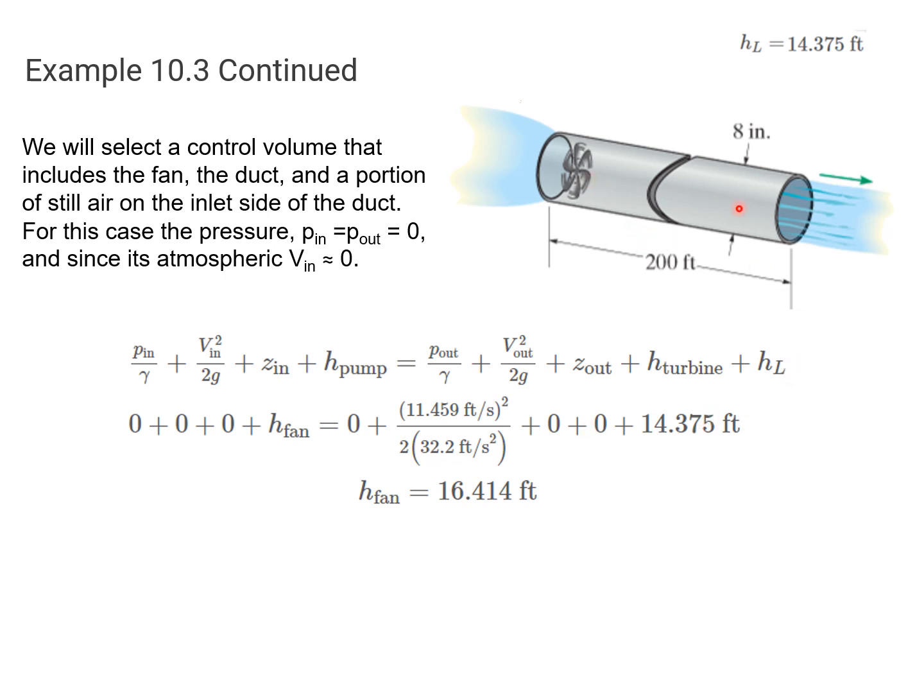The head loss of the pipe we calculated in the previous slide is 14.375. What else we got here? Pressure out 0. V out, V squared out over 2g. We know what the V value was. We were told that in the problem. So the only thing we don't know is the fan, H of the fan, which we can calculate to 16.414 feet.